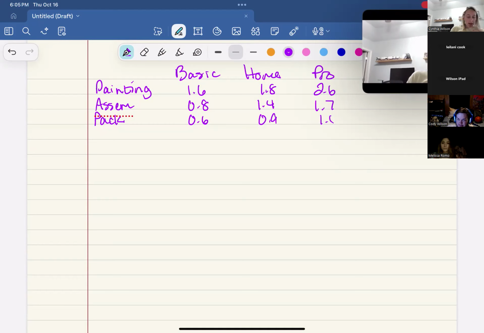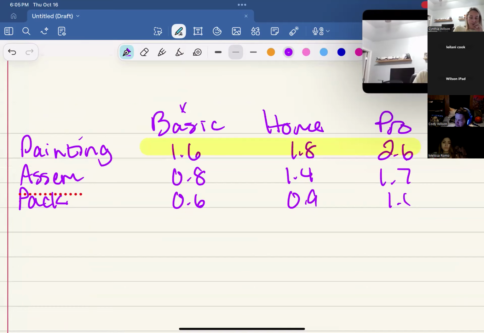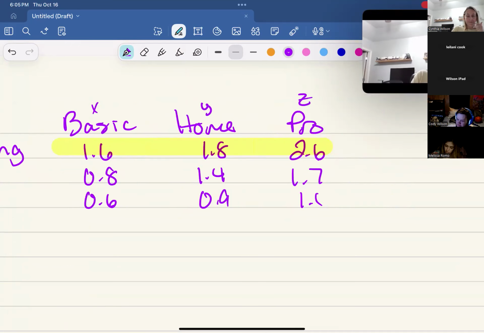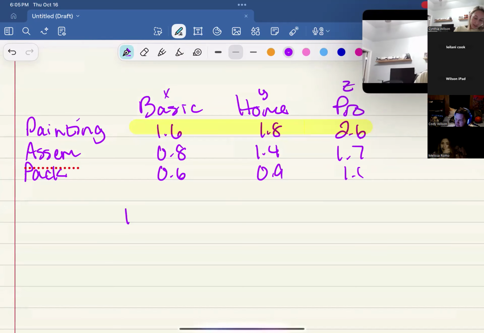All right, so if we're just doing painting, that is this row right here. So let's say basic, I'm going to call it X. Homeowner, I'm going to call it Y. And pro, I'm going to call it Z. All right, so 1.6X, 1.8Y, 2.6Z equals 106.